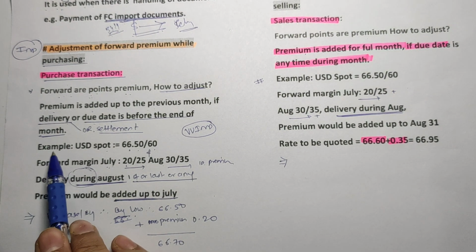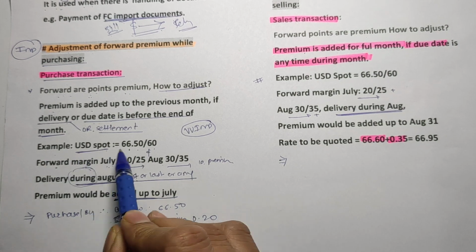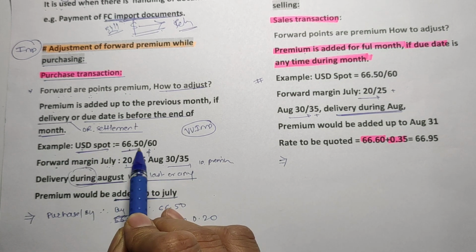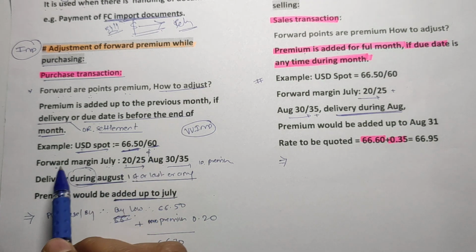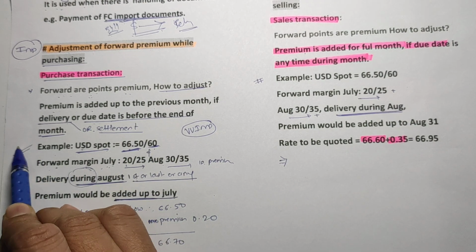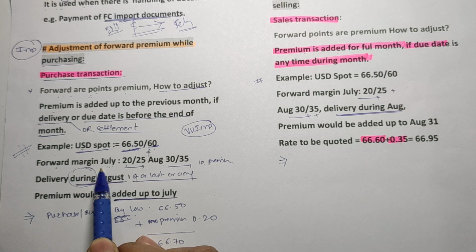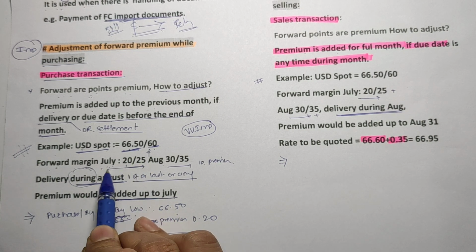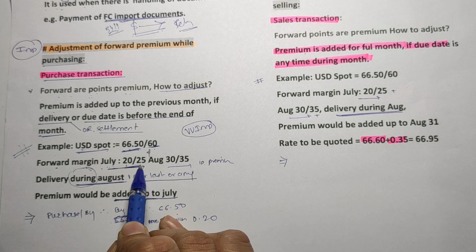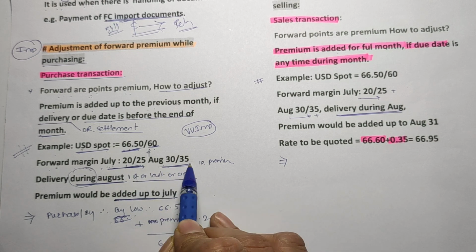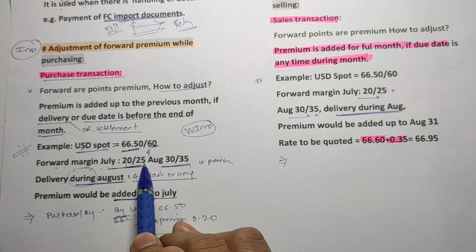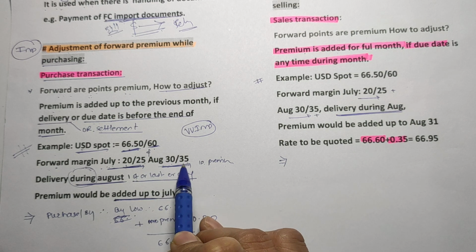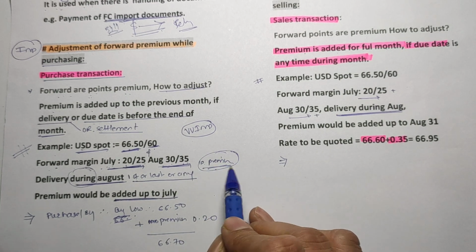See friends, suppose they have given a USD spot rate, that is $1 US is equal to 66.50 Indian rupees or 66.60 Indian rupees, and they have given forward margin. For July they have given 20/25, and for August they have given 30/35. Now, for July, that means it is increasing order, and August also is increasing, that means it is at the premium.